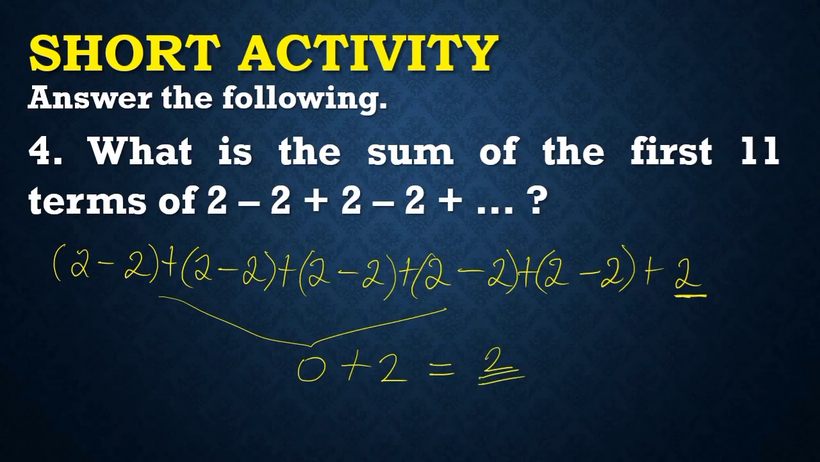Ang technique lang dyan, kapag yung ina-add natin, yung bilang ng terms ay even, yung magiging sum ay 0. Kapag naman odd, kagaya niyan, 11 terms, magiging non-zero siya. Kung 2 ang nauna dito, 2 ang magiging sum. Pag naman negative 2, tapos plus 2, yung magiging sum nun is negative 2. Depende alin ang nauunang integer or unang term.